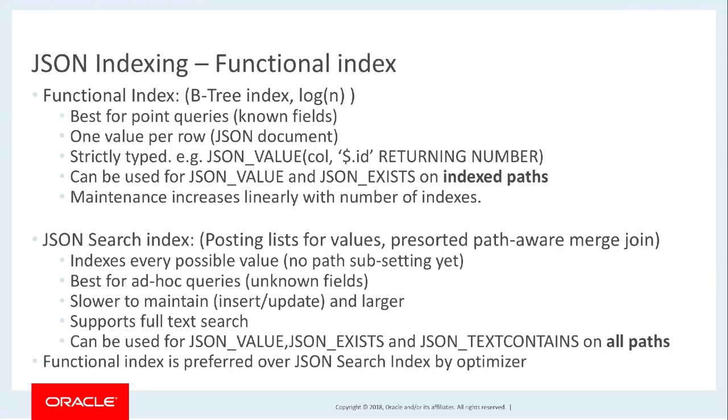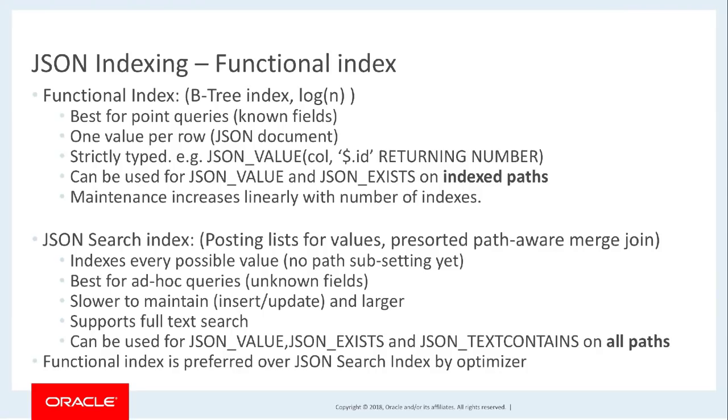But the question is how many functional indexes will come at the same or similar cost as the JSON search index. That's again this number 5 to 50. The other benefit of the JSON search index is, since it relies on the search index technology, that you can use full text search operations or near that you can't do with a normal functional index, which only allows equality or greater and smaller. So this index can be used for JSON value, JSON exists, and JSON text contains on all path expressions.